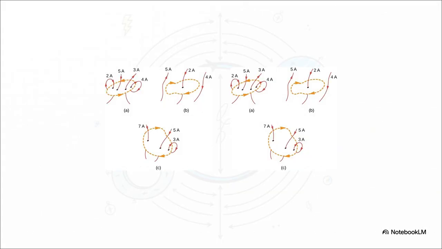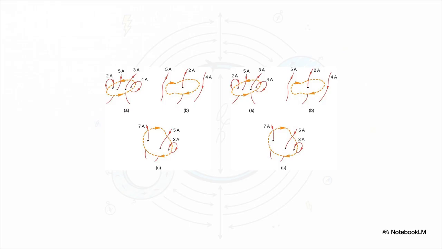Let's give it a shot. For the path on the left, we curl our fingers counterclockwise so our thumb points out of the screen. That 2 amp current is also pointing out, so it's positive. The net current is just plus 2 amps. Easy. Now for the path on the right.